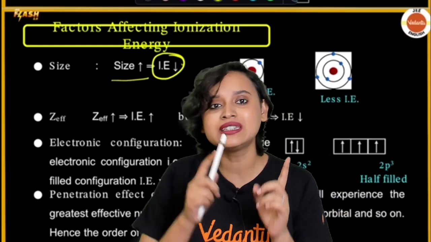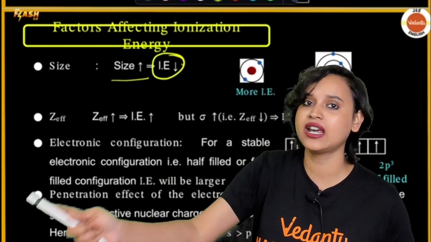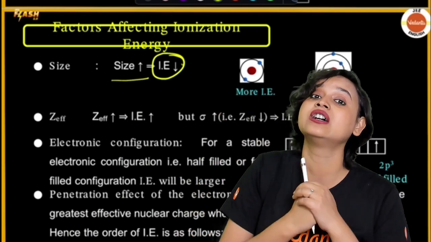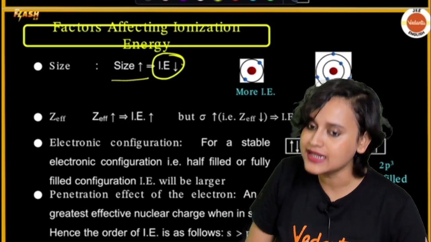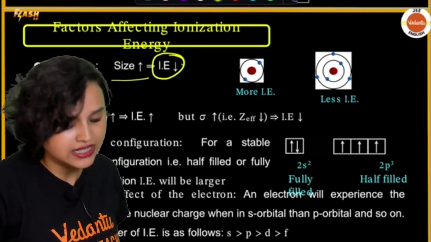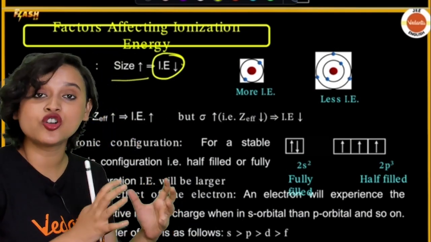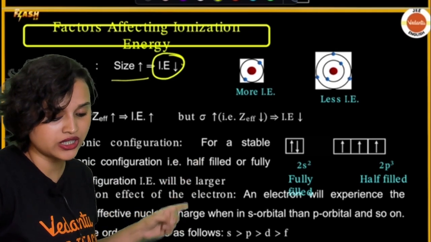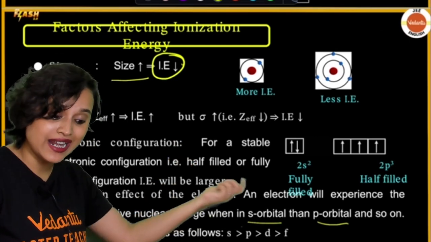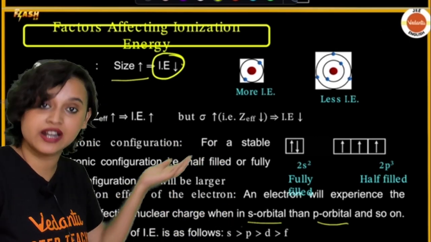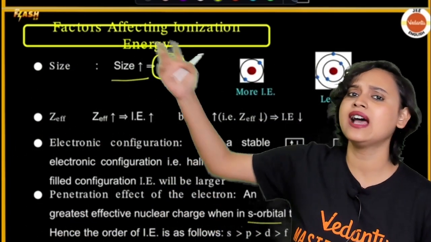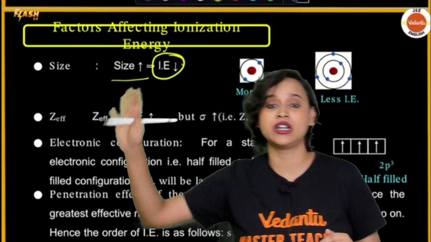Similarly, when p3 and p6 or d5 and d10 is there, they do not want to give away the electron because they have a fully filled or half filled stability. Alright? Yes? Okay? Got it? Clear? Okay. Now guys, we understand the penetration effect of the electron. An electron will experience the greatest effective nuclear charge when it is in s orbital than in p orbital. If the electron is in s orbital, it will have higher penetration effect, and if it is in p orbital, it will have a lesser penetration effect. And then, as you know, the d and the f will have even worse penetration effect, right?